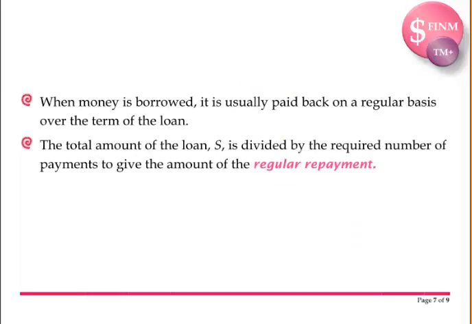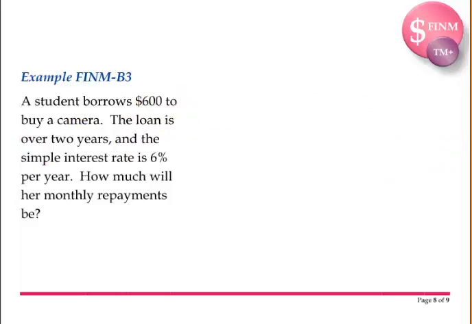Now when money is borrowed, it's usually paid back on a regular basis over the term of the loan. The total amount of the loan, S, is divided by the required number of payments to give the regular repayment. So let's look at an example of that. A student borrows $600 to buy a camera. The loan is over 2 years and the simple interest rate is 6% per year. How much will her monthly repayments be?